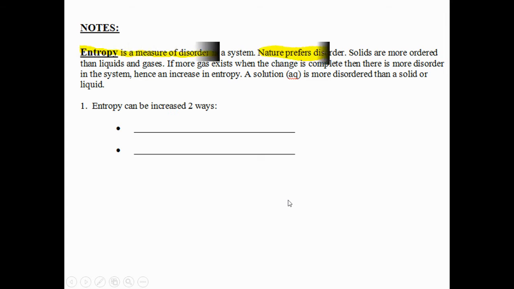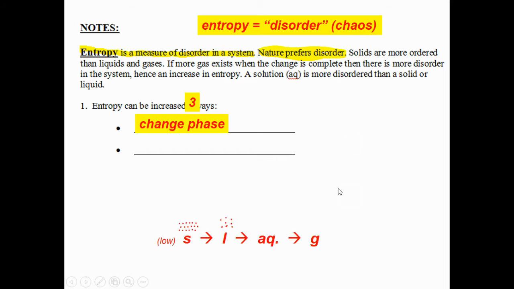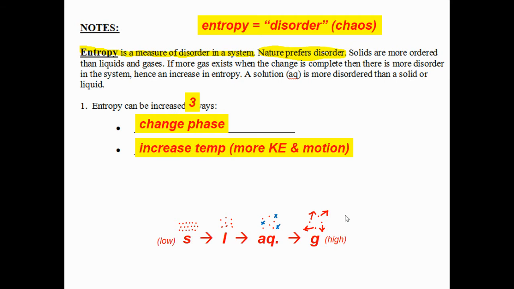Okay. So remember, entropy is a measure of disorder in a system, and nature moves towards disorder. Nature prefers disorder. Entropy can also be thought of as chaos, if you like that word a little better. Now, we can increase entropy in three different ways. You can change the phase. If we think of from low entropy to high entropy, solids have the least, liquids have the middle amount, gases have the most entropy. Aqueous solutions are between liquid and gas. So there's just a full scale going from low entropy to high entropy.